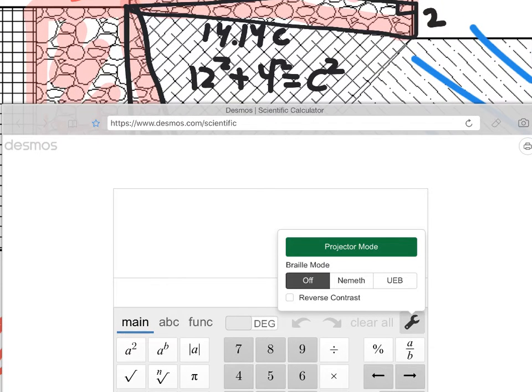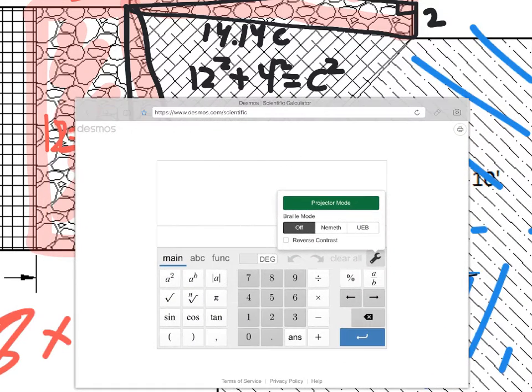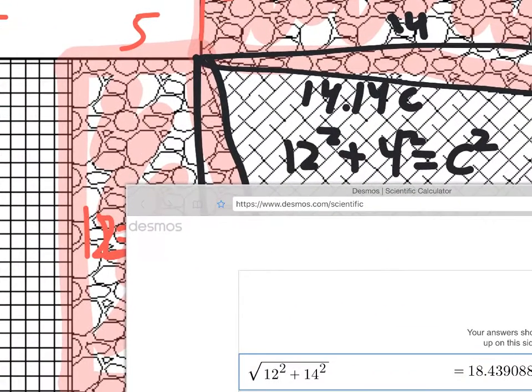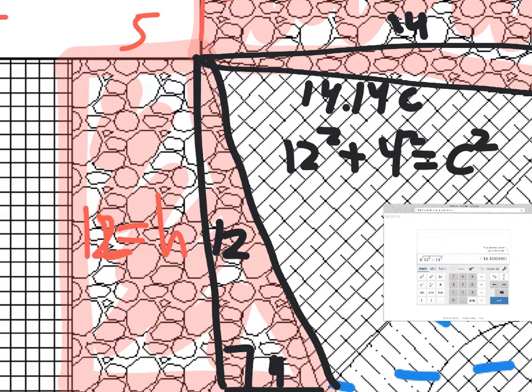Again, we'll just kind of punch that all in as a square root here. And that gives us 18.4. So this thing here is going to be 18.4 feet. Okay.